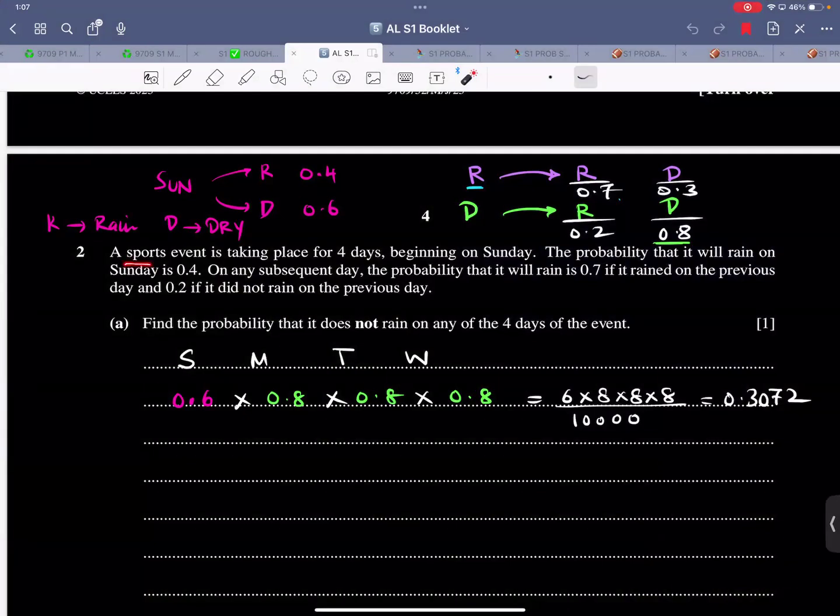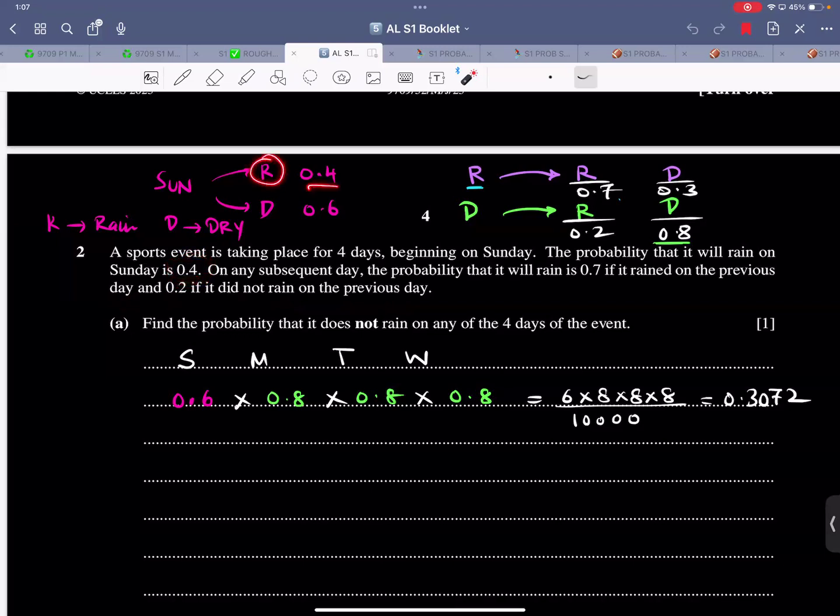The question says a sports event is taking place for 4 days, beginning on Sunday. Sunday, Monday, Tuesday, Wednesday. The probability that it will rain on Sunday is 0.4. So this is fixed. On any subsequent day, the probability it will rain is 0.7 if it rained on the previous day, and 0.2 if it did not rain on the previous day.